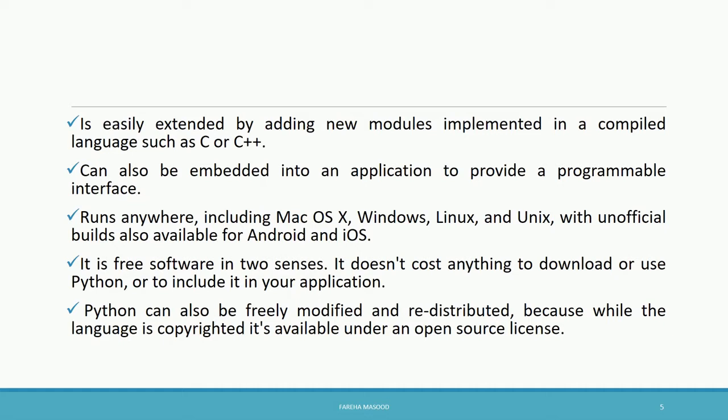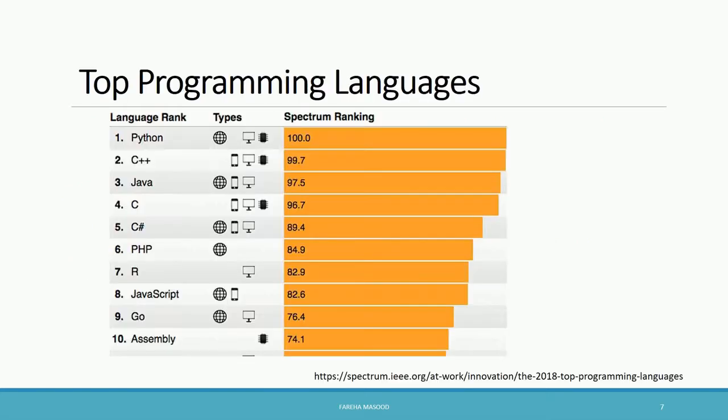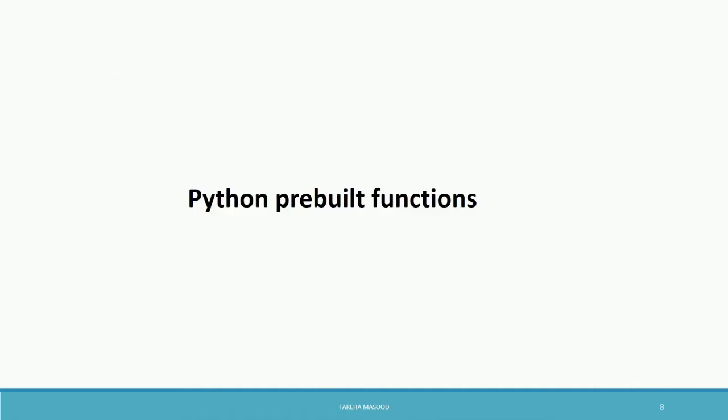Python supports object-oriented programming with classes and multiple inheritance. Code can be grouped into modules and packages as well. According to the Spectrum ranking, Python has been ranked number one among 10 programming languages. Python also supports pre-built functions like some basic math ones like maximum and absolute, other useful ones like directory and help function, print function, and many other functions.